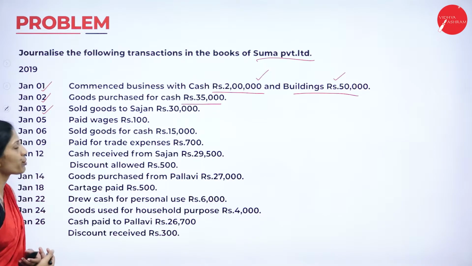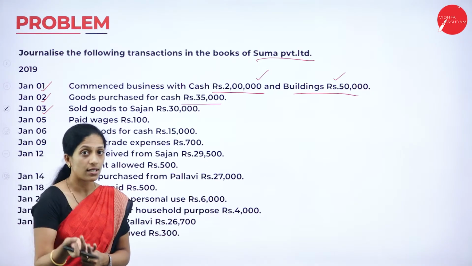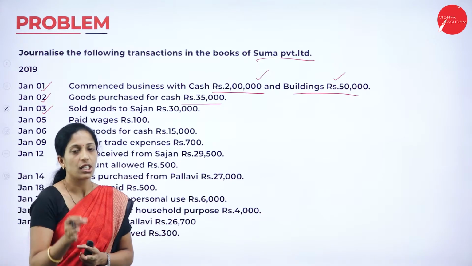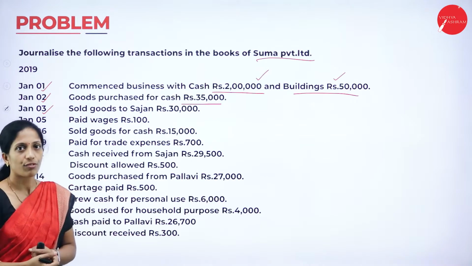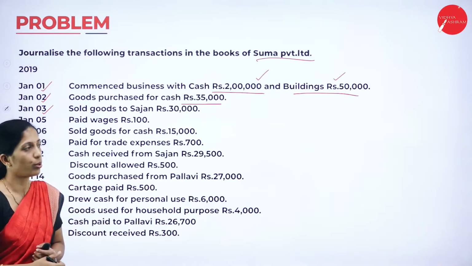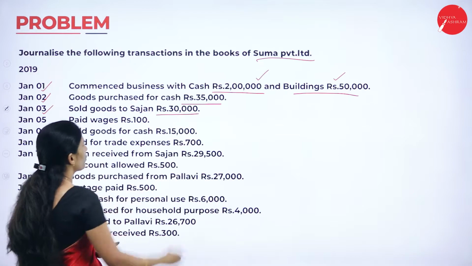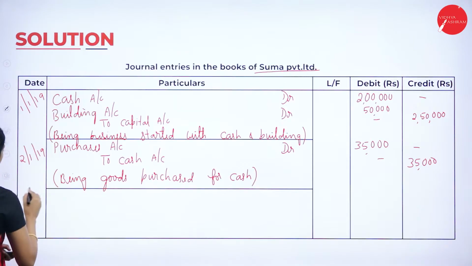Jan 3rd sold goods to Sajan. So here Sajan is receiving the goods. So debit Sajan. Sajan's account debit to sales account because goods go from the business. So it has been sold. So Sajan's account debit to sales account 30,000.